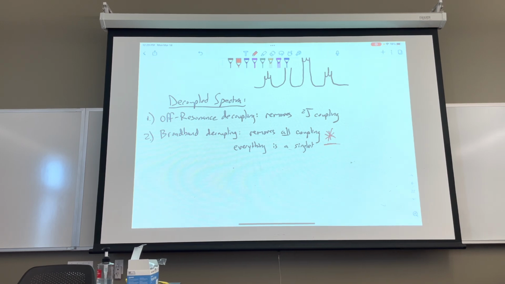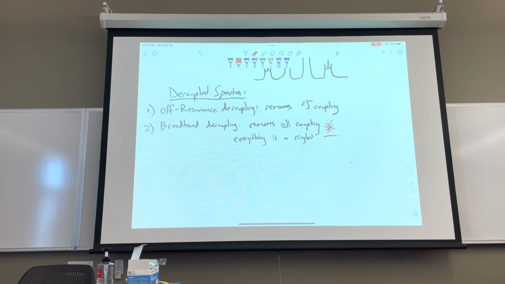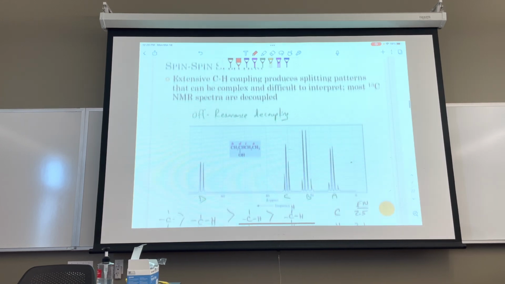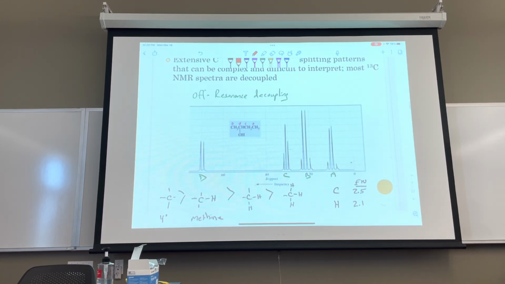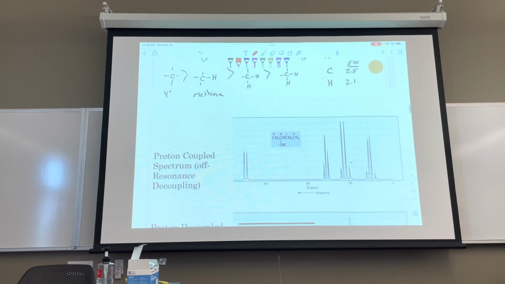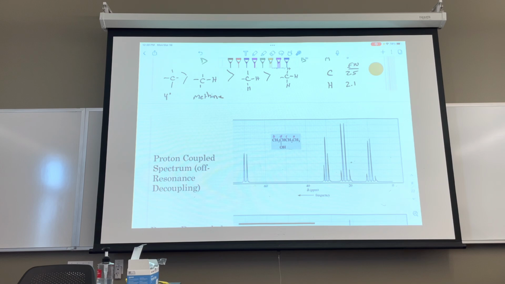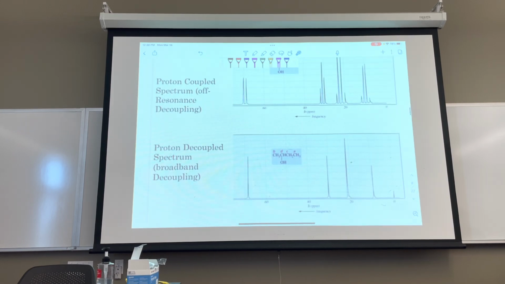All right? Any questions there? So let's have a look at what that would end up looking like. So we already saw the off-resonance decoupled spectrum. So that's what we just saw. Comparing that to the broadband decoupled spectrum, that's what you get. So you can see all of those peaks just collapsed down to singlet peaks.